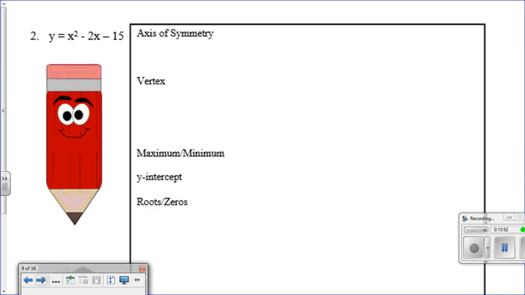All right, let's try another one here. Axis of symmetry. That's your x equals negative b all over 2a. So a is 1, b is negative 2. So it's x equals negative 2 all over 2 times 1. So x is equal to negative 2 over 2, which means x is negative 1.